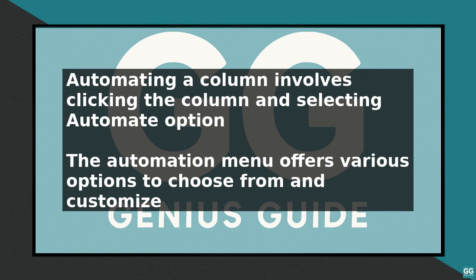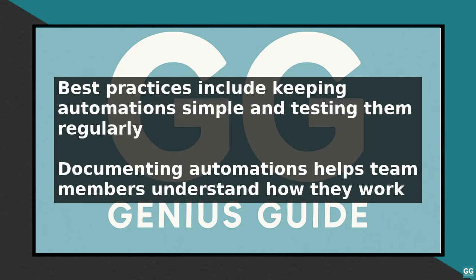Best practices for automating column types include keeping your automations simple and focused on specific tasks. You should also test your automations regularly to ensure they are working as expected. Additionally, make sure to document your automations so that other team members can understand how they work.